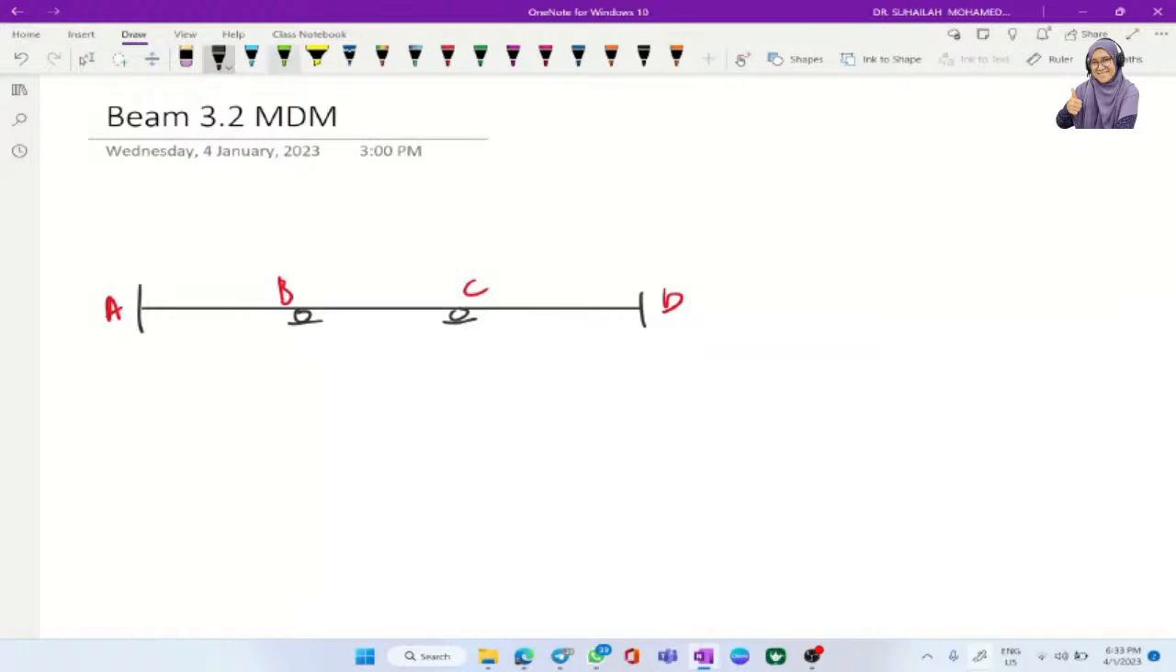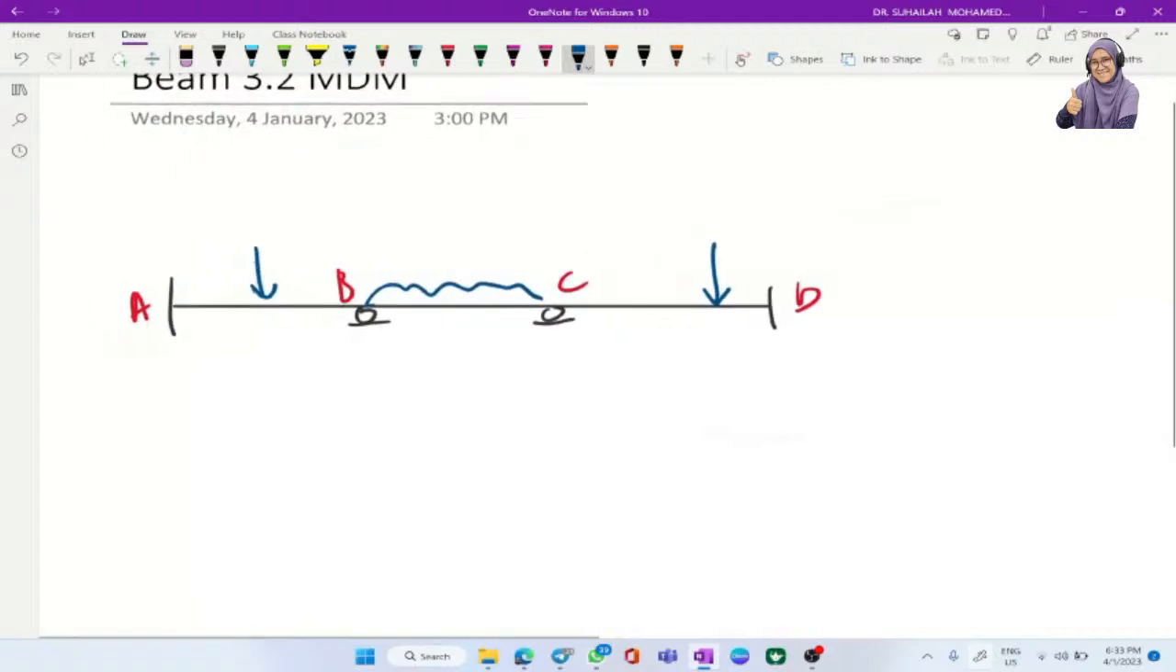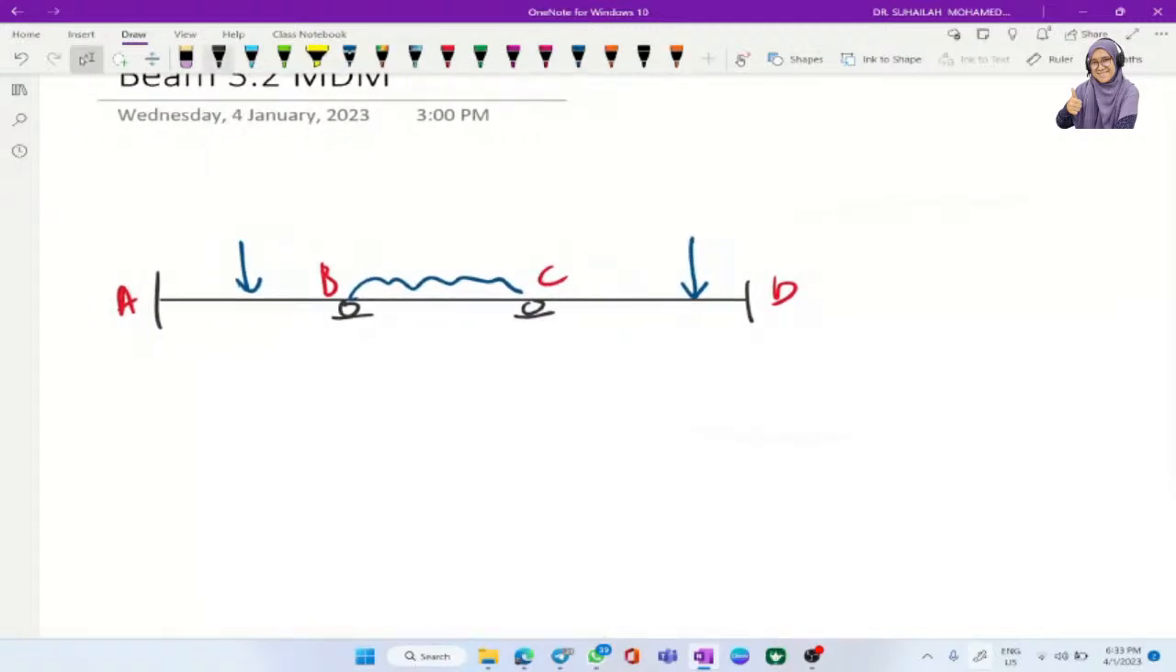Okay, so for the loading, I put here a UDL and point loads. So a point load at the center and a point load not at the center. The value is 250 kilonewton, this is 50 kilonewton per meter, and this is 100 kilonewton.